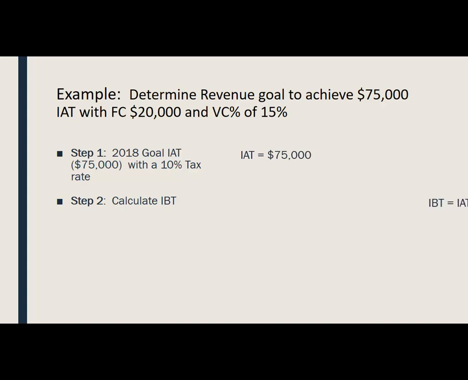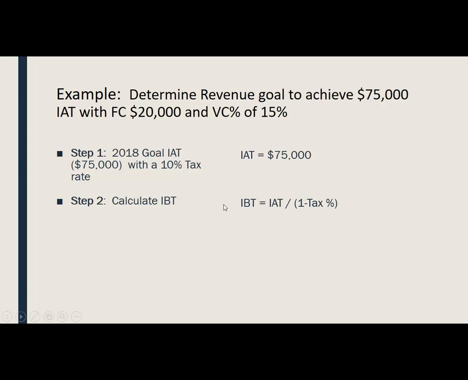My step number two is going to be to calculate my income before tax, and this is the calculation that we spoke about before. To find out my income before tax, I'm going to take my income after tax divided by 1 minus the tax percentage. In this case, it's 10%, so we'd go 1 minus 0.1, which is the same way of writing 10%.